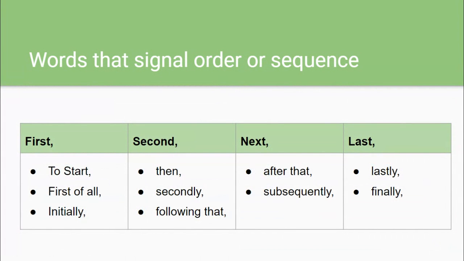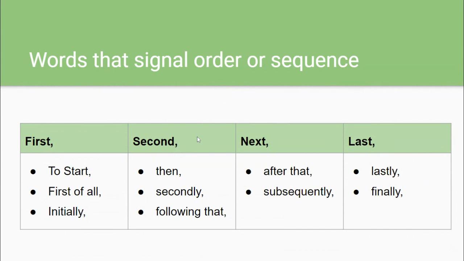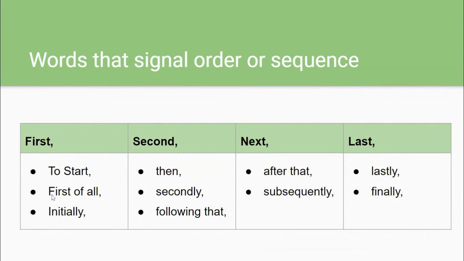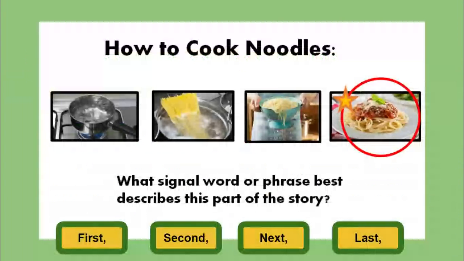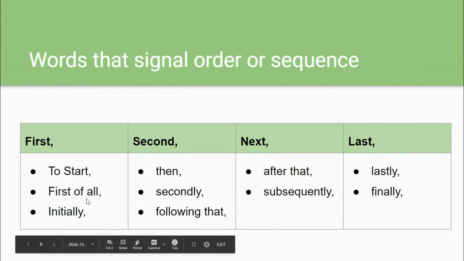Okay, so here's some examples of words that we can use when we're sequencing events. Primero, segundo, luego, finalmente. First, second, next, last. Other examples of words you can use to show that something is at first, you can say to start, first of all, or initially. Okay? Para empezar, primero de todo, inicialmente.